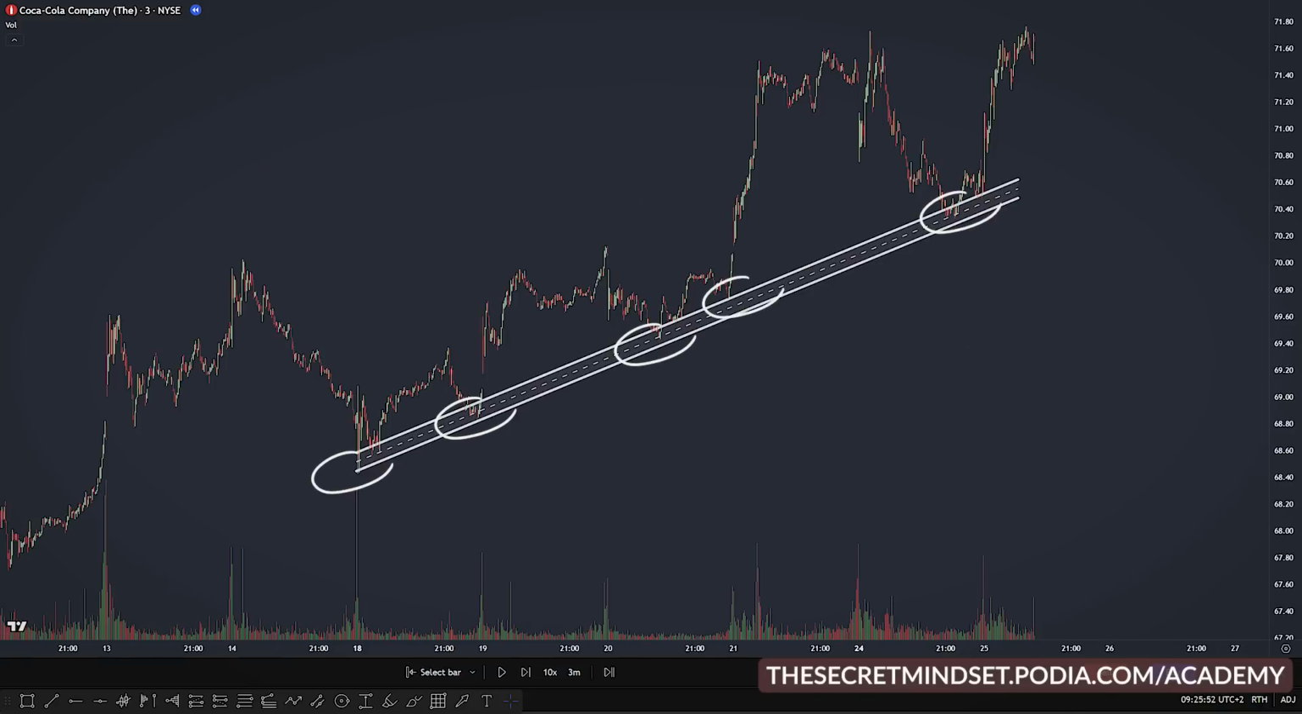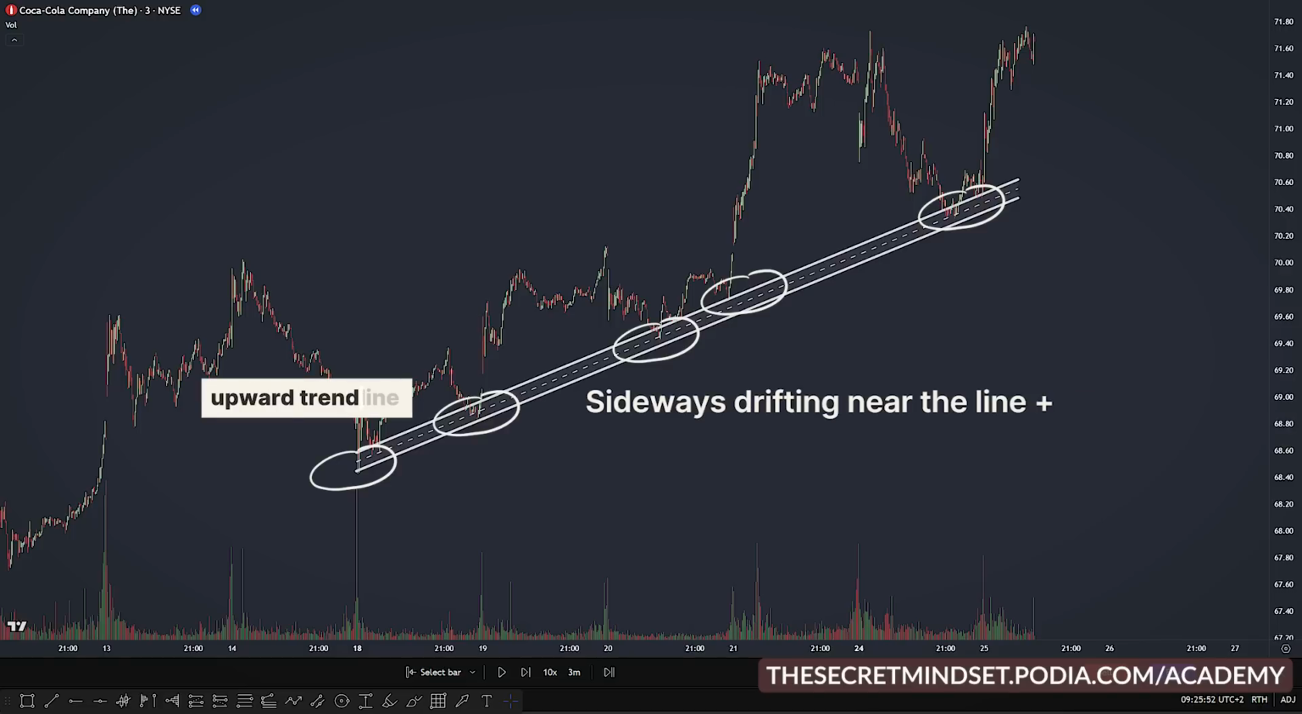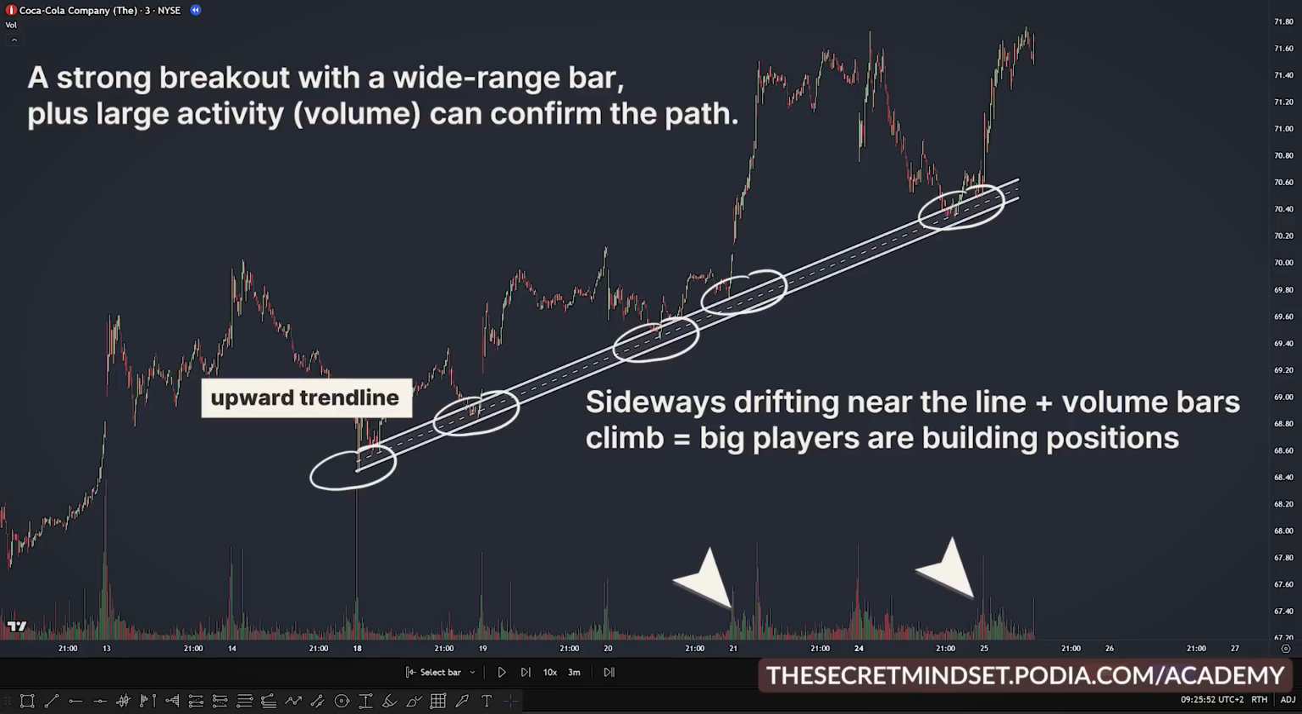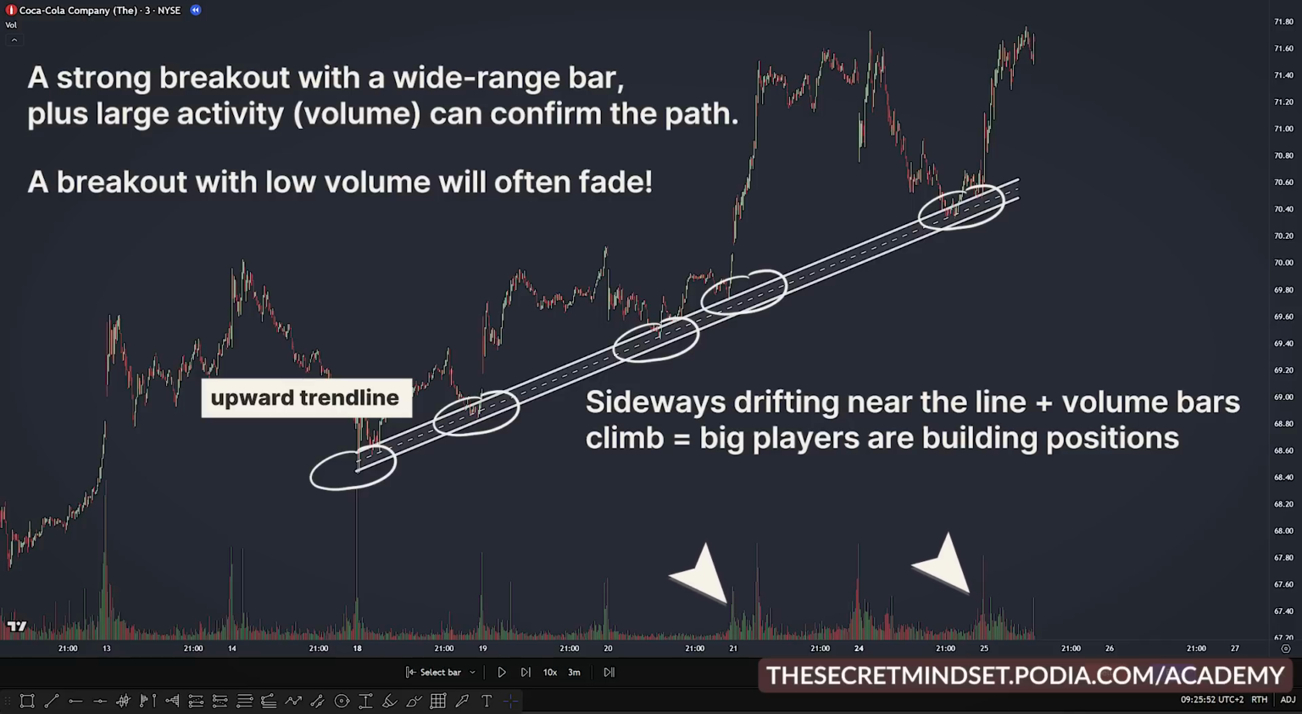Watch for sideways drifting near the line. If price stalls near that line and volume bars climb, that might suggest big players are building positions. Price might then explode above or below. A strong breakout with a wide range bar plus large activity can confirm the path. A breakout with low volume will often fade. Observing the spike helps you see if big participation is present. That is the advantage of combining a trend line with volume spike tests.